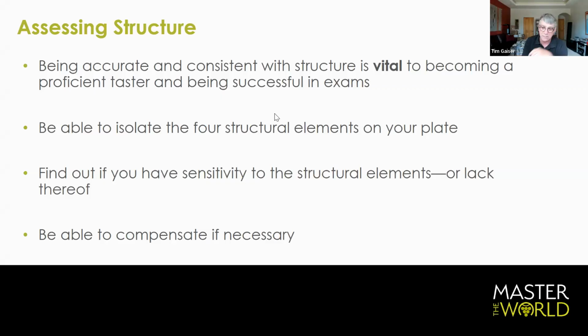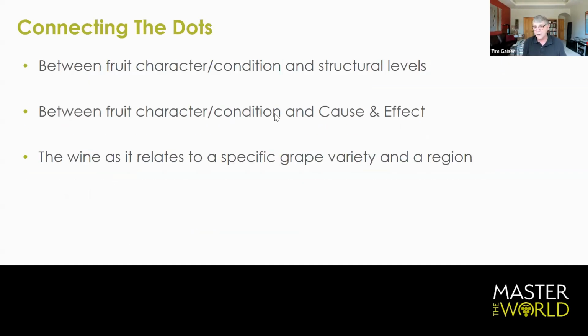And then when you've got something like carbonic maceration or whole cluster, if you have whole clusters of grapes, again, with the stems, and you ferment, you're going to have stem tannin. And there's a way to tell it. Okay. So again, I can't tell you how important it is. You got to be able to assess structure consistently and accurately.